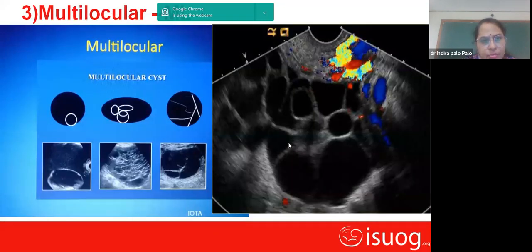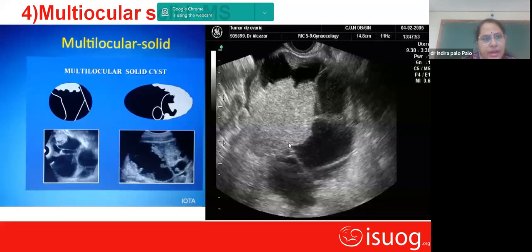The third common morphology feature is multilocular. There is a cyst, and the cyst is divided by multiple septae inside. So it may be 2, 3, or 5, or more than 5. And there is a multilocular cyst here, and one side contains a solid mass. So it has been abbreviated as multilocular solid. There are many locules, along with a solid mass.